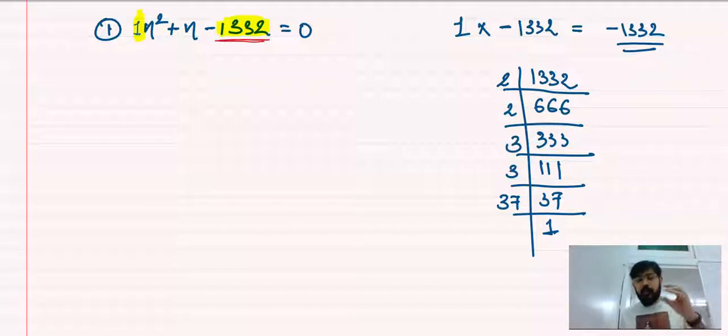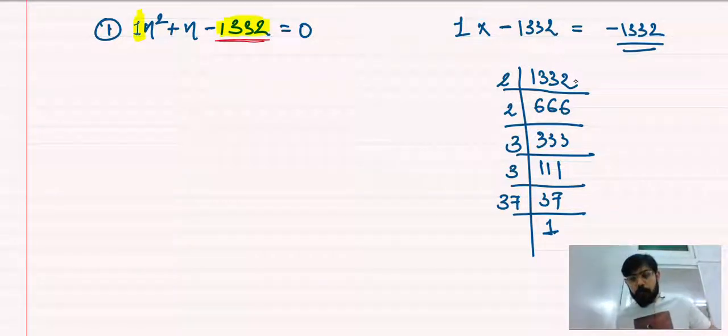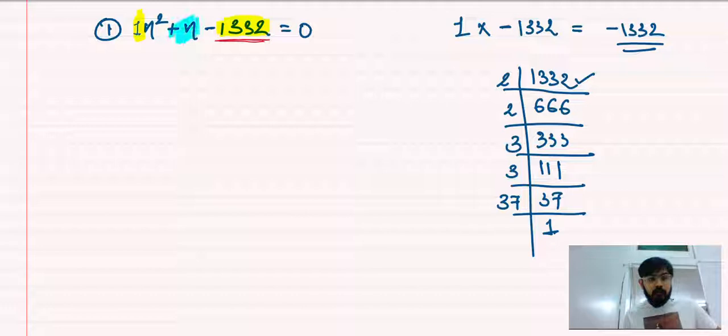Two groups, as in I need to multiply some of the prime factors and put them into one group, and the rest of the prime numbers will be multiplied and put into the second group. We have to make these groups in such a way that the product of these two numbers will give me 1332, which is obvious, because the groups are made out of the prime factors of 1332, and the sum or difference of these two numbers should give me the coefficient of the middle term. Now what is the middle term?